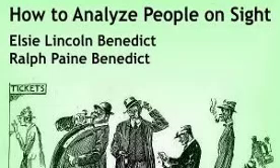Recording by Stephanie Lee. How to Analyze People on Sight Through the Science of Human Analysis. The Five Human Types by Elsie Lincoln Benedict and Ralph Payne Benedict. Part 1 of Chapter 1. The Alimentive Type. The Enjoyer.